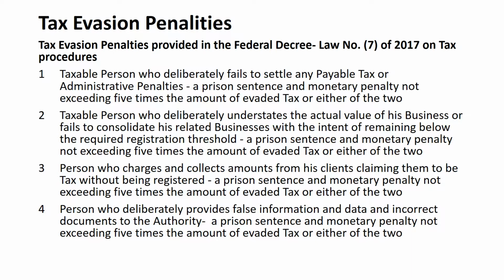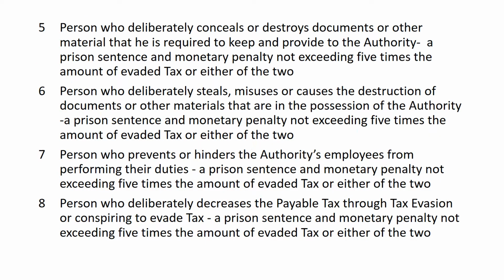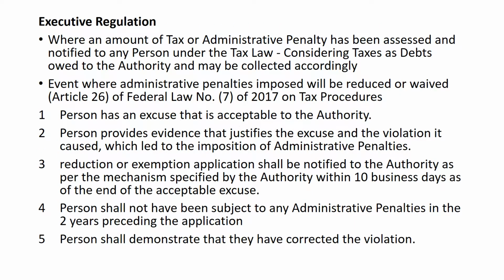A person who charges and collects amounts from his clients, claiming them to be taxes, without being registered: again prison and 5 times the amount of the tax. A person who deliberately provides false information and data, now it is like you cannot go anywhere: again prison and 5 times. Who deliberately conceals or destroys documents, steals, misuses, or destroys documents or other materials in the possession of the authority: prison sentence and monetary penalty not exceeding 5 times the amount. Who prevents or hinders the authority's employees from performing their duties, or who deliberately decreases the payable tax through tax evasion or conspiring to evade tax: same. So you cannot hide anywhere.